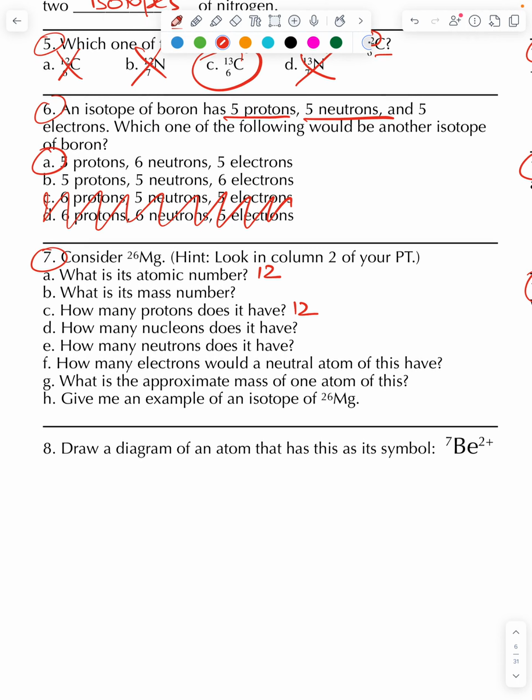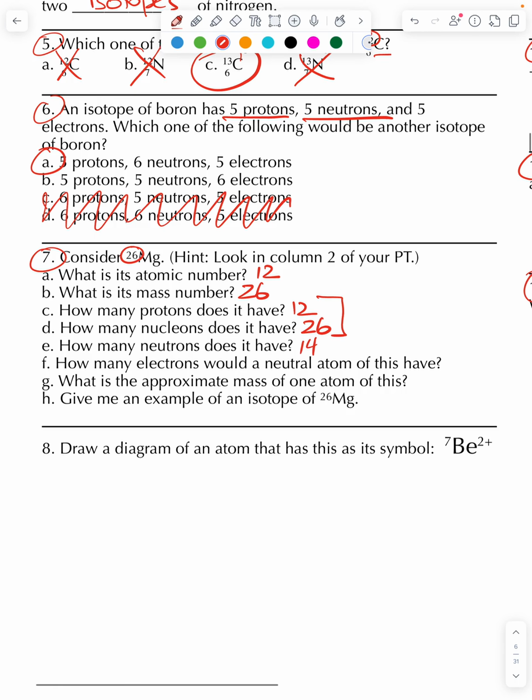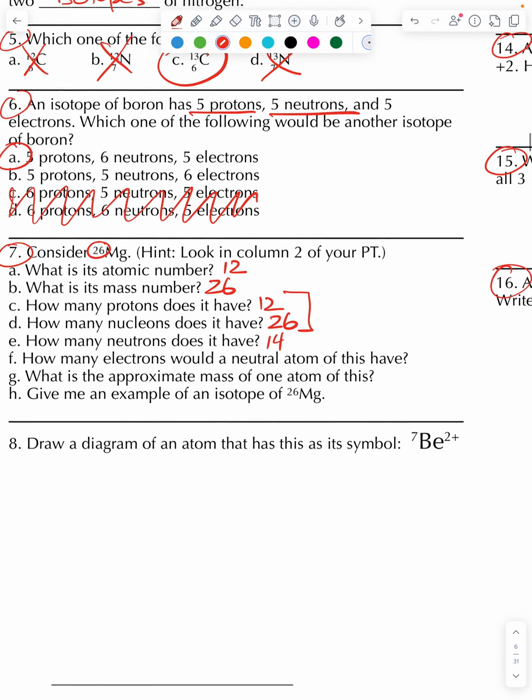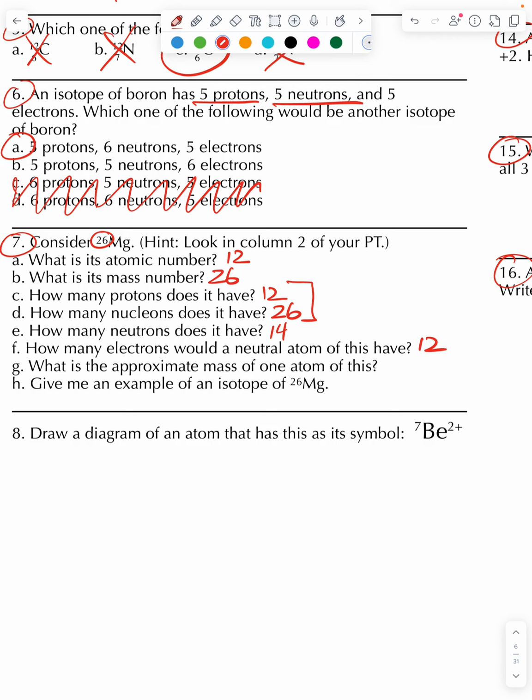The mass number is 26. That represents how many nucleons it has. The nucleons include protons and neutrons. So if it has 26 nucleons, and 12 of those are protons, the other 14 must be neutrons. How many electrons would it have if it's neutral? It has to have the same number of protons and electrons. What is the approximate mass of one atom of this? It'll be about 26 Daltons.